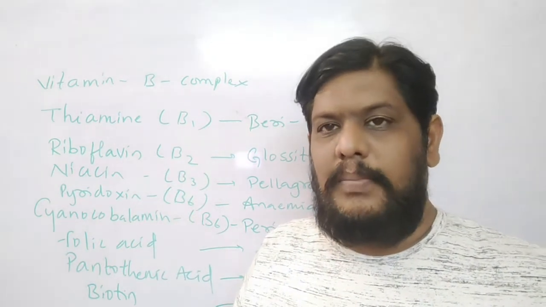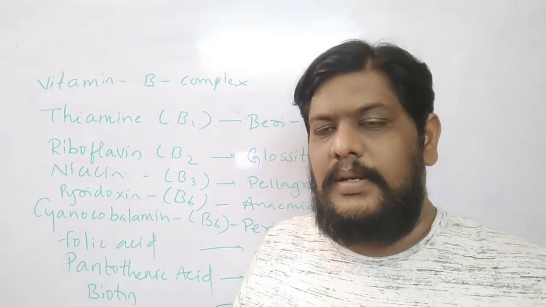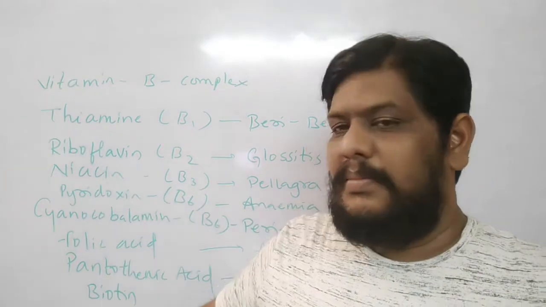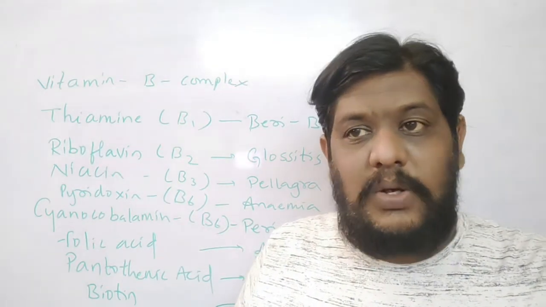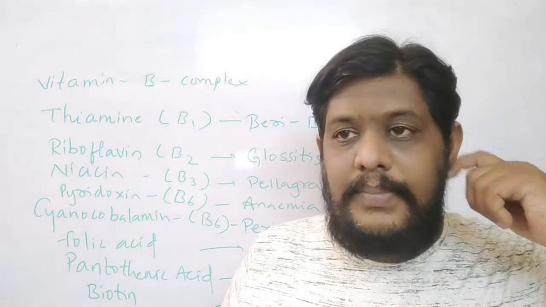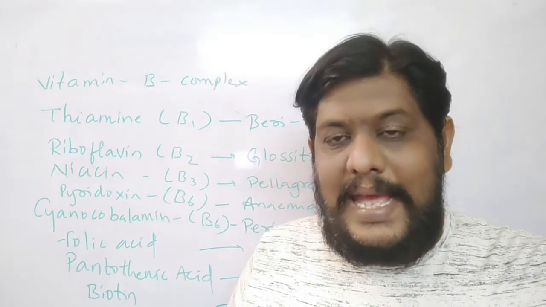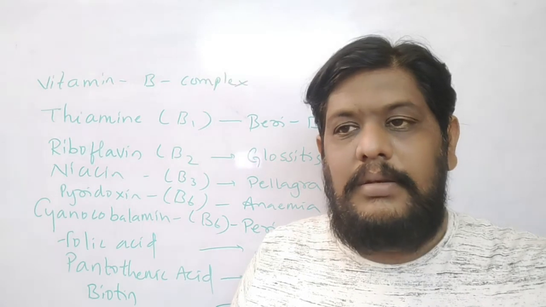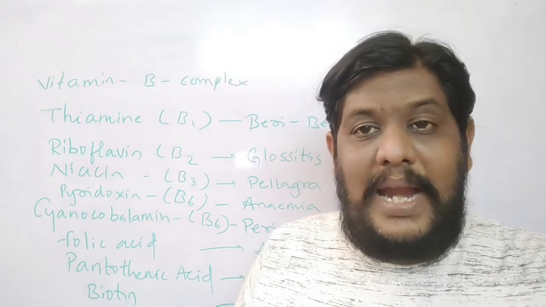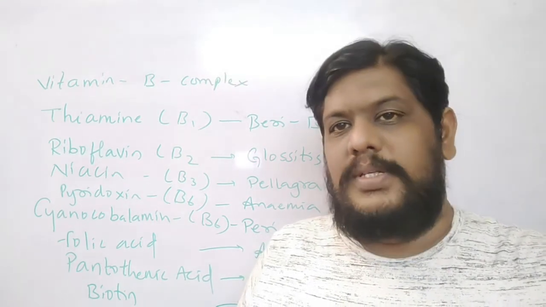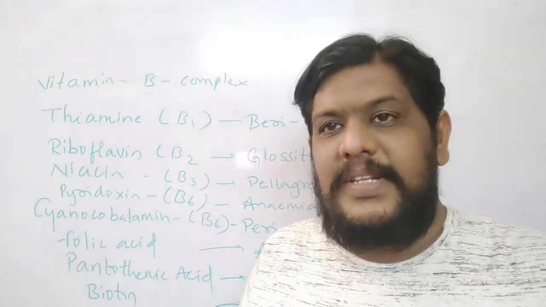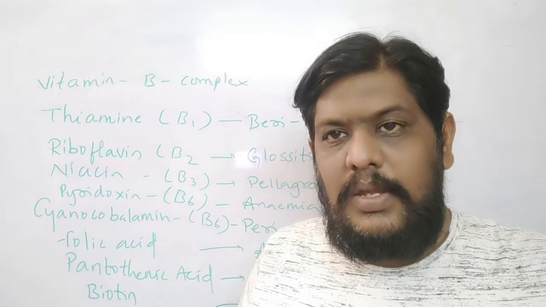So vitamin B complex is not a single vitamin, it is a complex where there are 8 vitamins in it. Let me read the names out for you once again: thiamine, riboflavin, niacin, pyridoxine, cyanocobalamin, folic acid, pantothenic acid and biotin. All these are the different kinds of B vitamins.